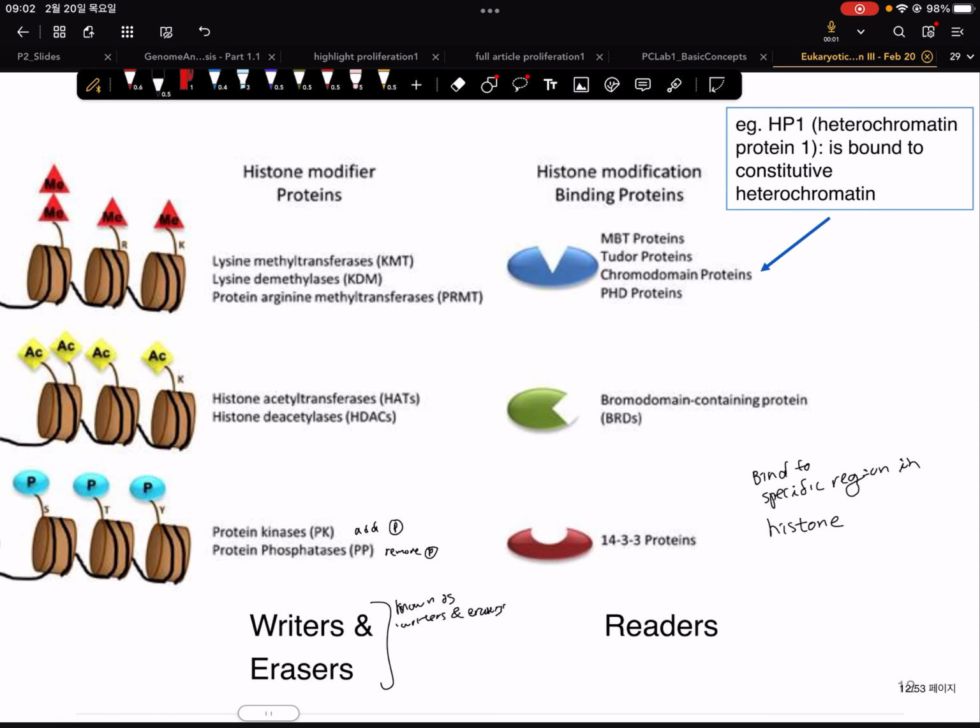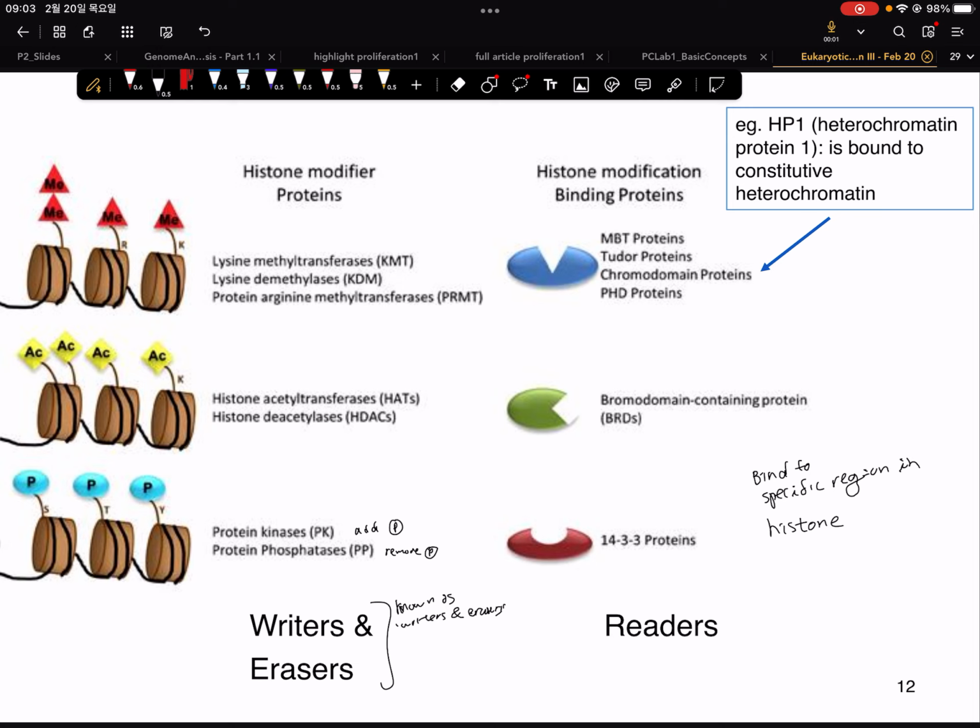Phosphorylated histones are being read by the 14-3-3 proteins. And then here you have different classes of proteins that can interact with methylated histones, from MBT proteins to the chromodomain and PHD proteins. I put those things here on the slide so that if you find them in your literature, for example in the manuscripts I will provide for the assignment, you might come across some of these names, so that at least you know that's a protein that interacts with a modified histone.